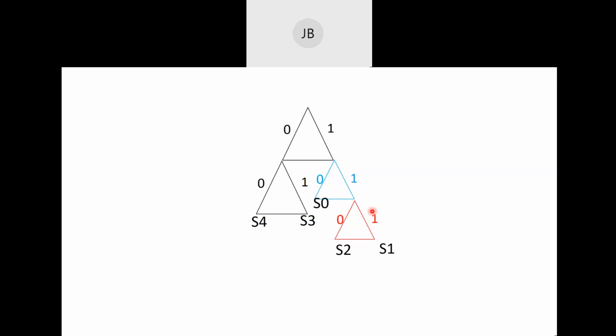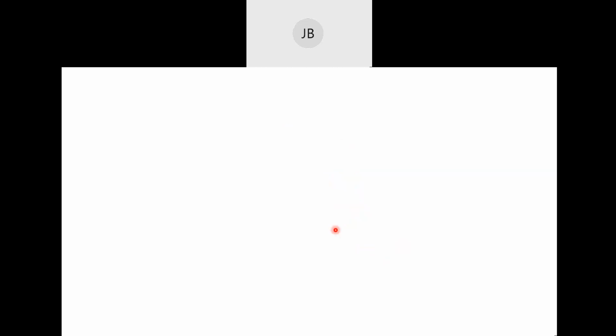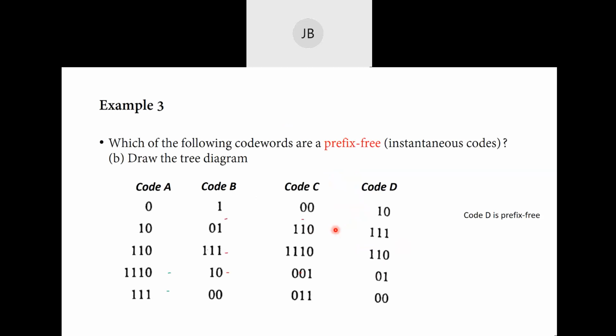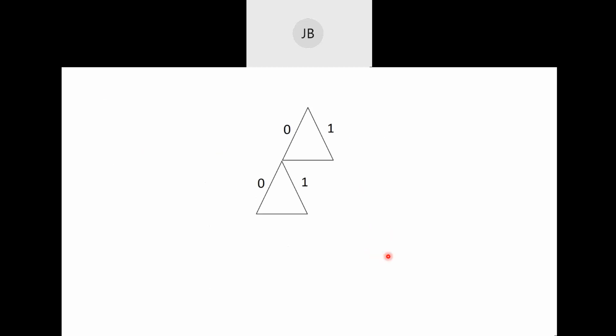We can go back and check. So let us just see these two. S1 is 111 and S2 is 110. So I just go back to see the diagram here. S1 is 1 1 and 1, S2 is 1 1 and 0. That is what is written in this tree diagram.